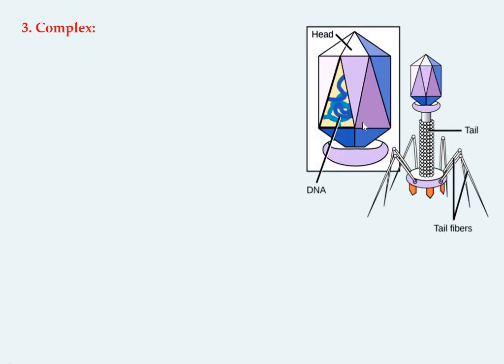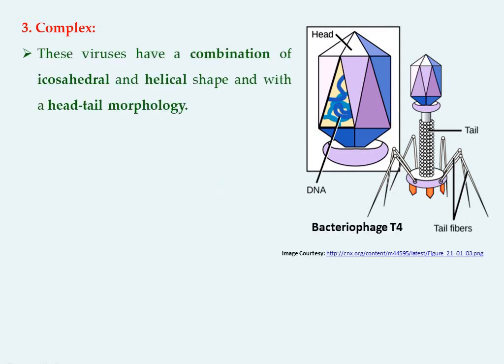Third type of virus based on morphological structure is a complex type of virus. This is an example of a complex type of virus, that is bacteriophage T4. These viruses have a combination of helical and icosahedral shape, showing head-tail morphology. So in this image we can see this is an icosahedral structure and this is a helical structure. By the combination of both these structures, this virus is formed.